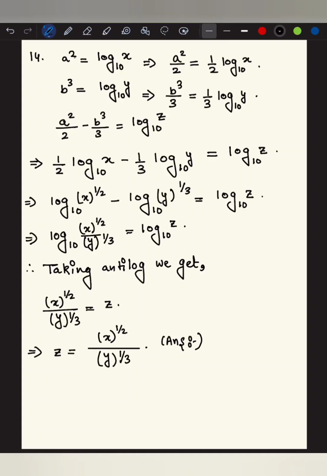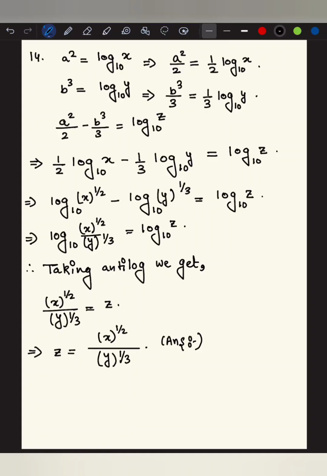So a square means log x base 10. Therefore, a square by 2 will be what? We have to divide both sides by 2, so it becomes a square by 2, and this becomes 1 by 2 into log x base 10. Got it? Similarly, in order to get b cube by 3 we need to divide both sides of this equation by 3. Okay, so it becomes b cube by 3 equals 1 by 3 log y base 10.